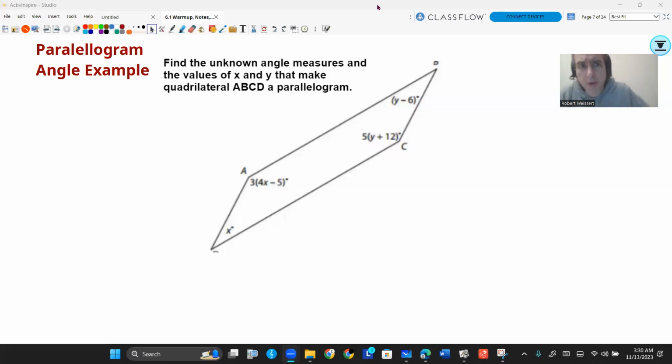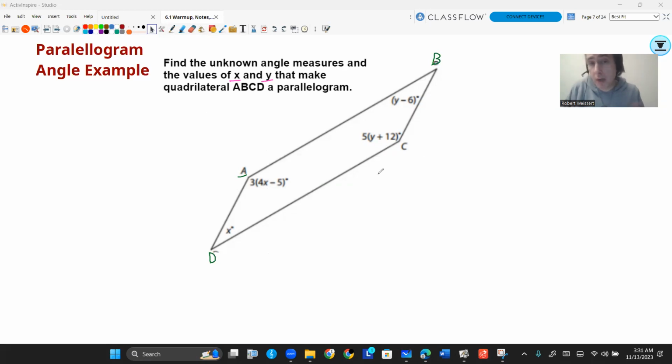Let's take a look at a couple of parallelogram examples. What we want to do in this problem is figure out the unknown angle measures, the values of x and y that are going to make this a parallelogram. So let's start with how to find the angle measures. This is parallelogram ABCD.